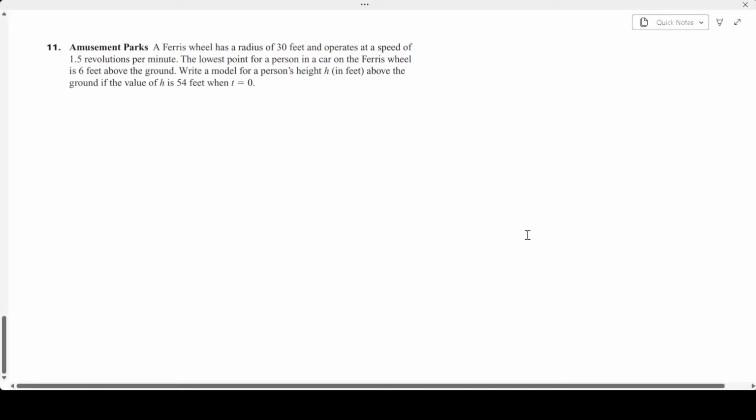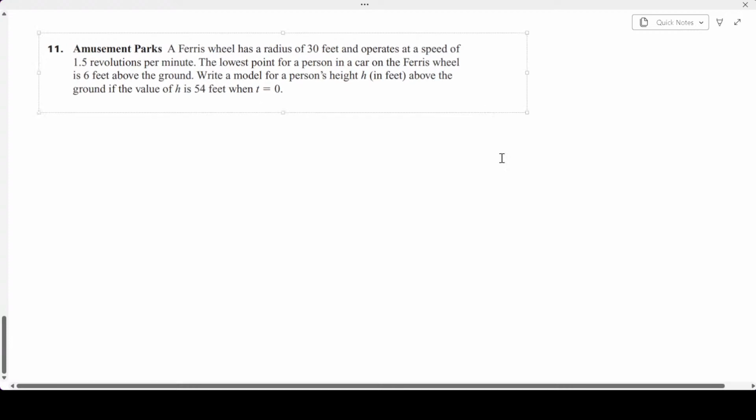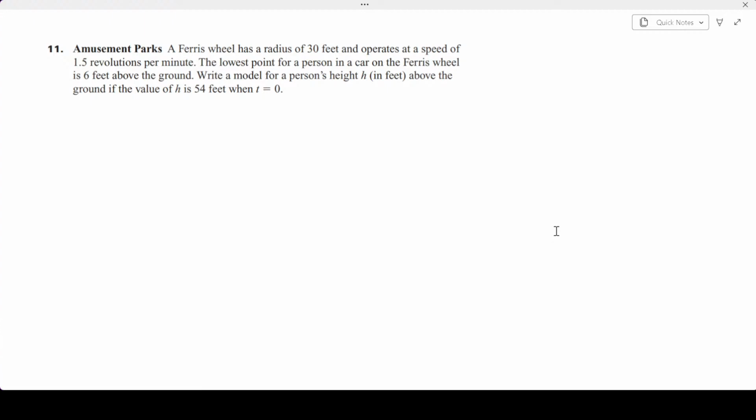Okay, Ferris wheel, let's begin. A Ferris wheel of radius 30 feet operates at a speed of 1.5 revolutions per minute. The lowest point for a person in a car of the Ferris wheel is 6 feet above the ground. Write a model of the person's height above the ground if h is 54 feet when t is equal to 0.